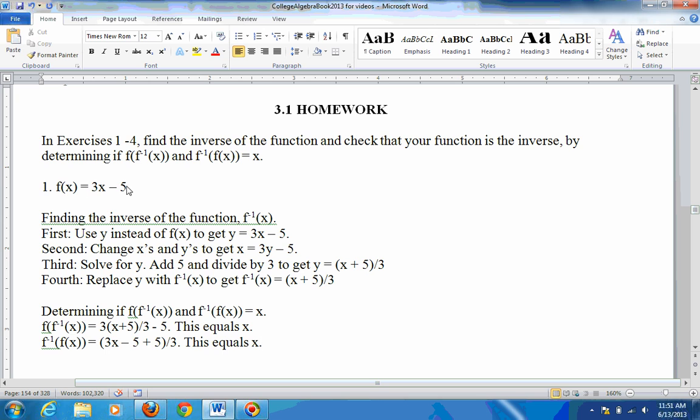f inverse of f of x means take the f of x function and substitute it into the inverse function for x. So replace this x right here on the inverse function with 3x minus 5. So that gives me 3x minus 5, replacing that for x, plus 5 over 3. Minus 5 plus 5 is 0, so you just have 3x over 3. The 3's cancel out, so you just have x.